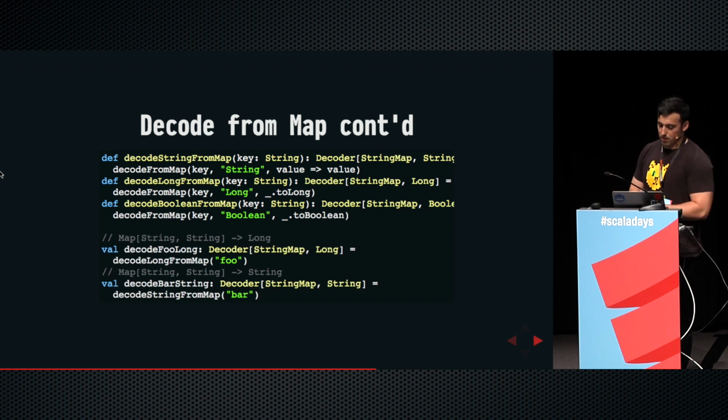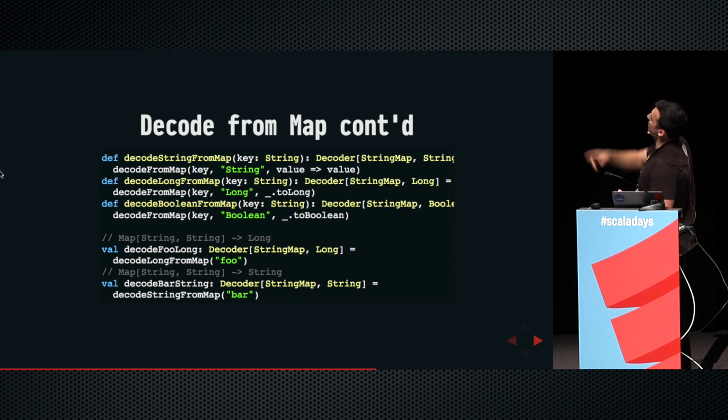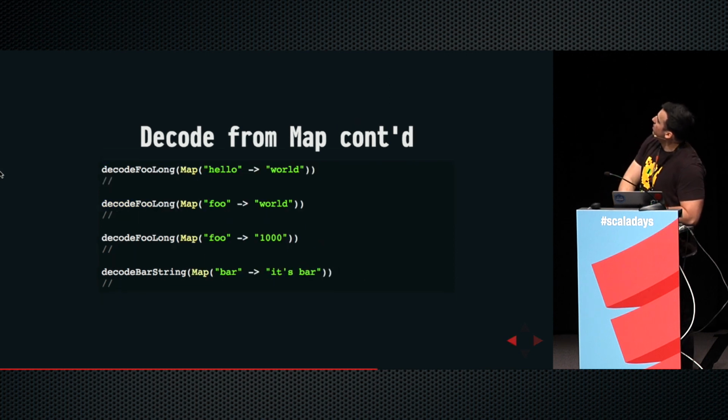And then we can, of course, call that, or build up decode foo long, decode long from map. We can call those and get the different results. So decode foo long, we're going to pull the value foo out of our map and decode it as long.